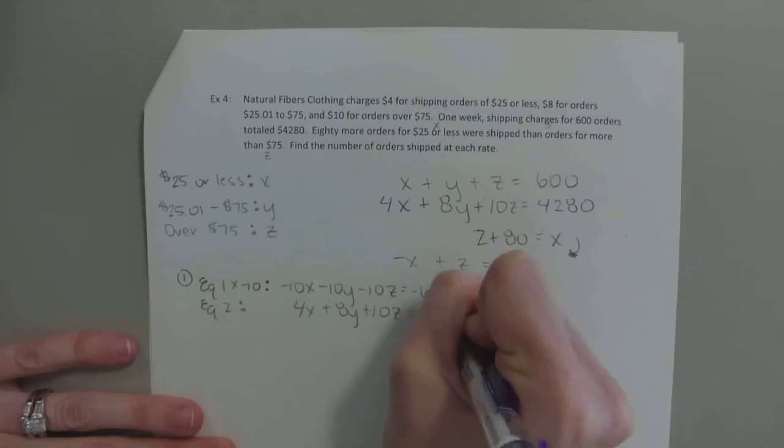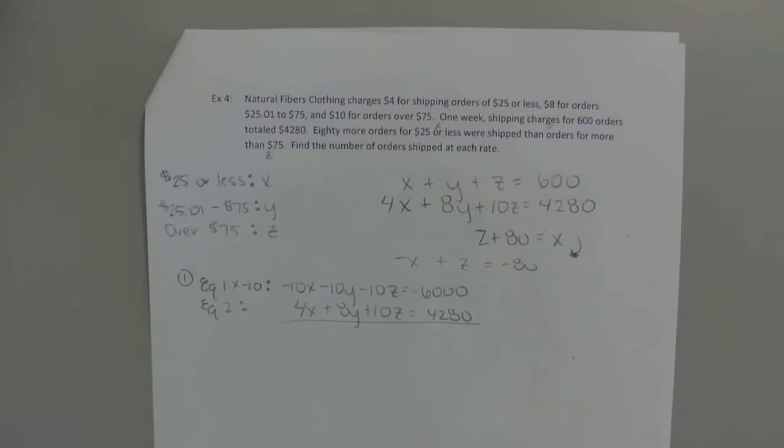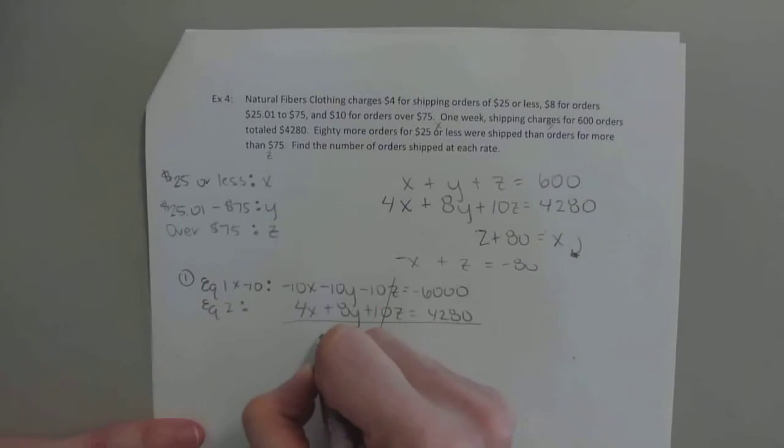4x plus 8y plus 10z equals 4280. Now, I did not do it this way in my notes, so I want you to know that's okay. How you choose to approach it, how you choose to cancel out, there's multiple ways. I'm just pointing that out because I'm going to actually have to calculate this. Okay, so who's going to cancel our z's?